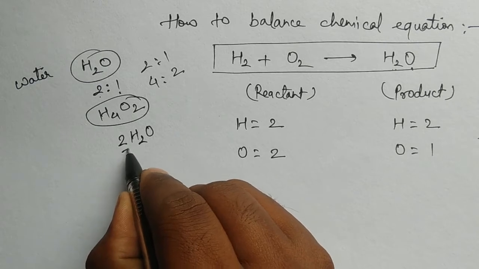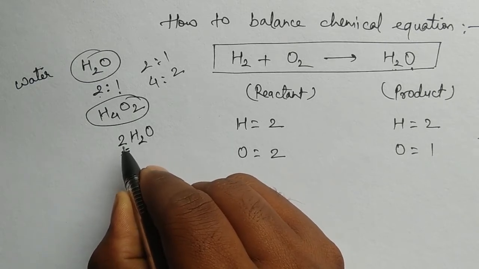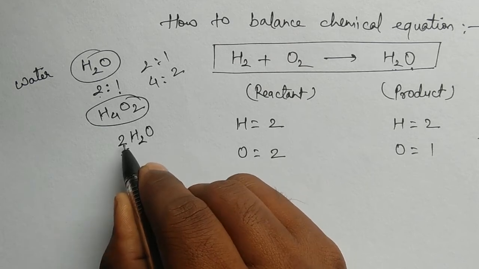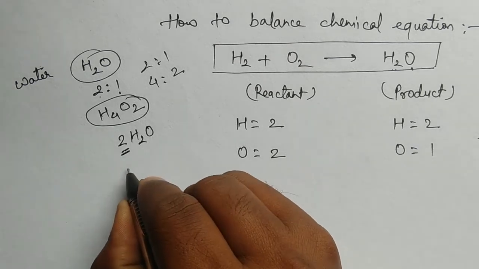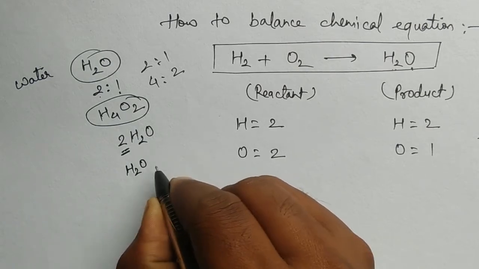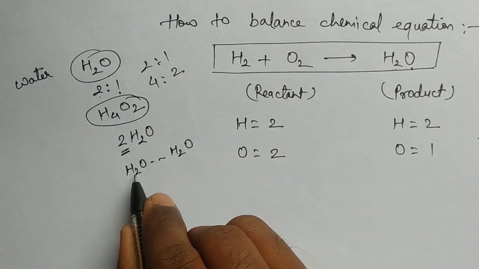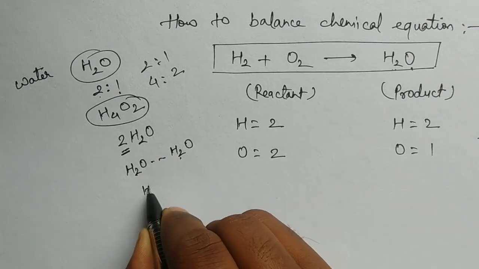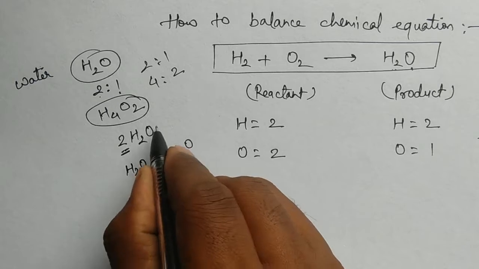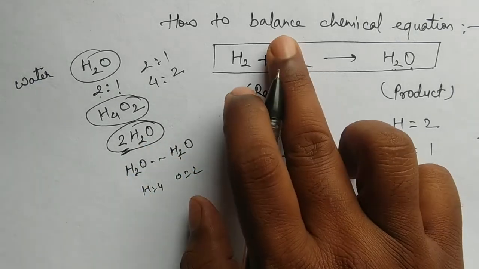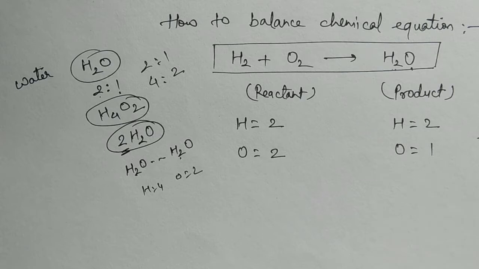Here this 2 represents the number of molecules. Here we have 2 molecules of H2O. It means we have 2 molecules, one molecule of H2O and another H2O. So in this way we have here 2 plus 2, 4 hydrogen, and 1 plus 1, 2 oxygen. So this is how we balance the chemical equation.